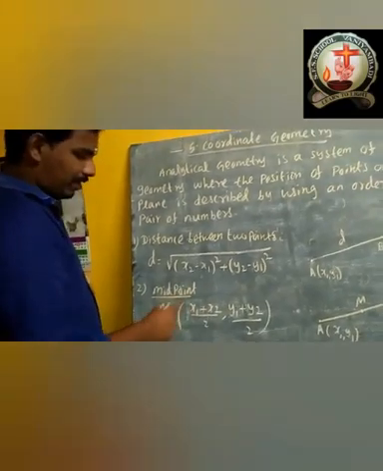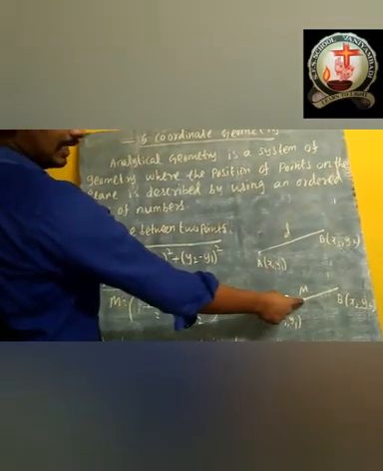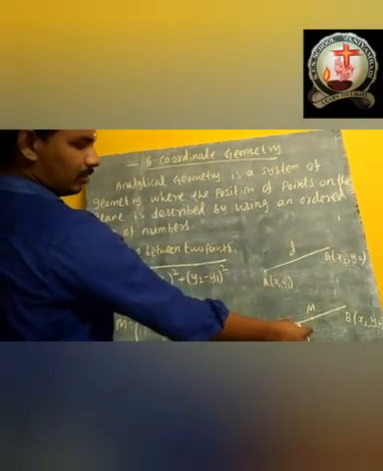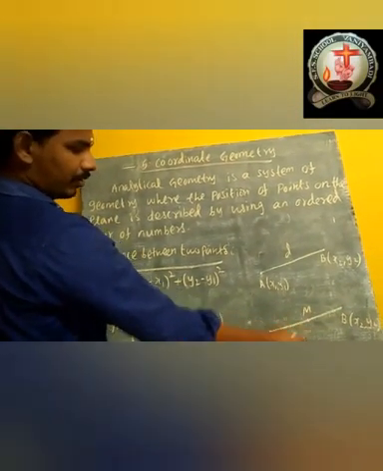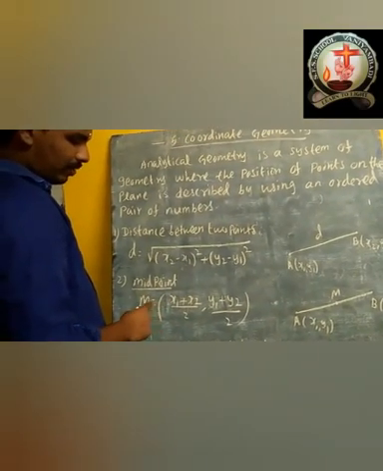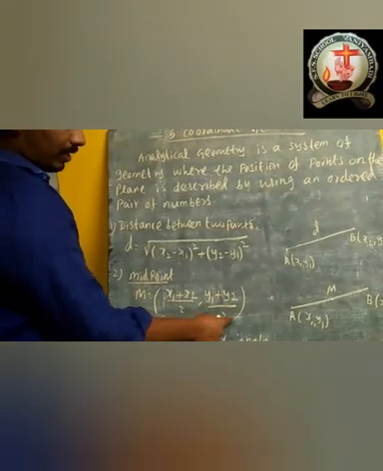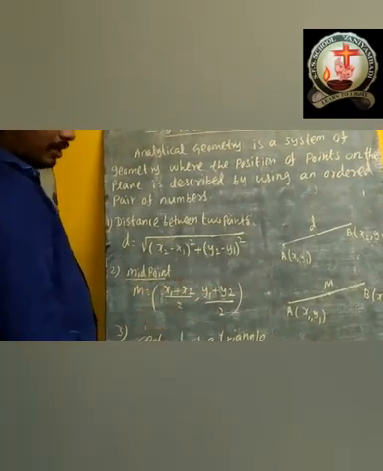Second one, midpoint. Midpoint means the middle. They will give 2 points and ask to find the midpoint. So midpoint means the middle value. Midpoint M equals ((x1 plus x2) by 2, (y1 plus y2) by 2). This is the formula for midpoint.